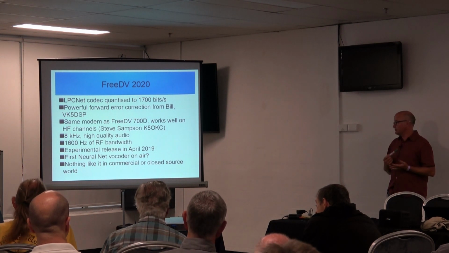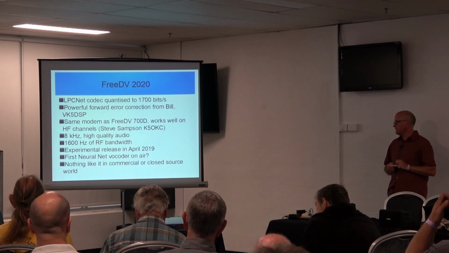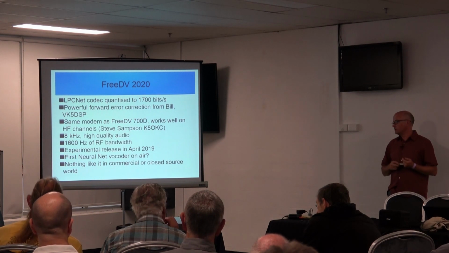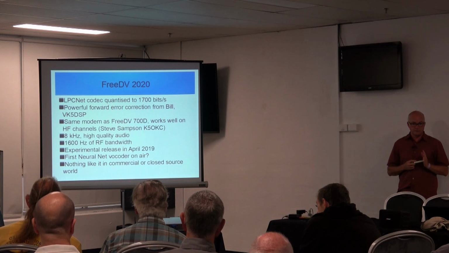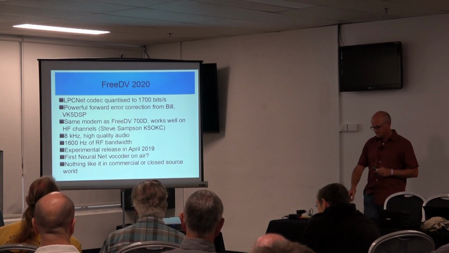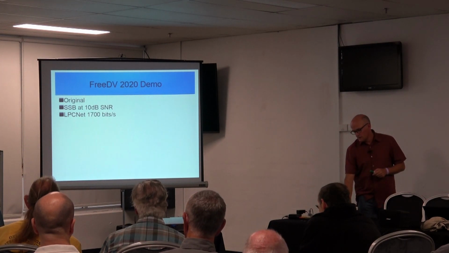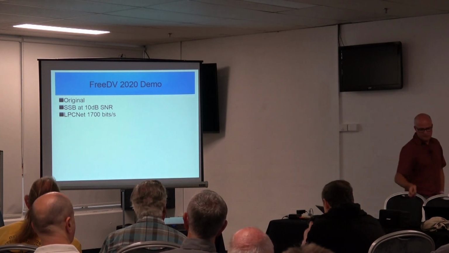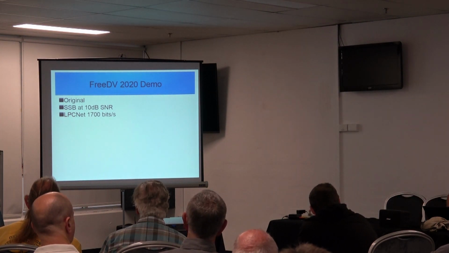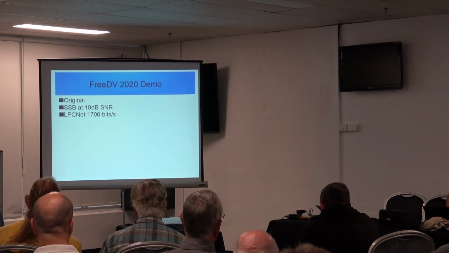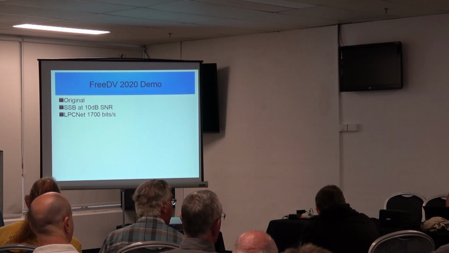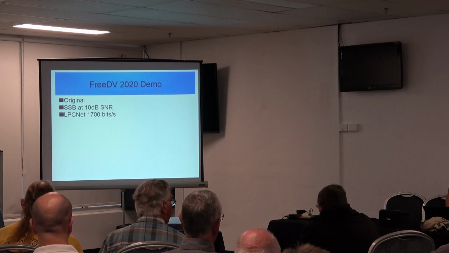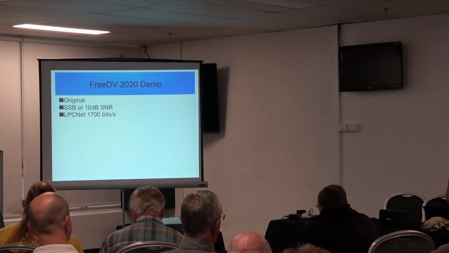There'll be an experimental release of this in a few months, and as far as I know, it's the first time a neural net vocoder has been on air anywhere in the world. Closed source, anywhere, so ham radio leading the pack. So I'll demonstrate this. Probably similar to FreeDV 1600. FreeDV 700D is around 1100 hertz.